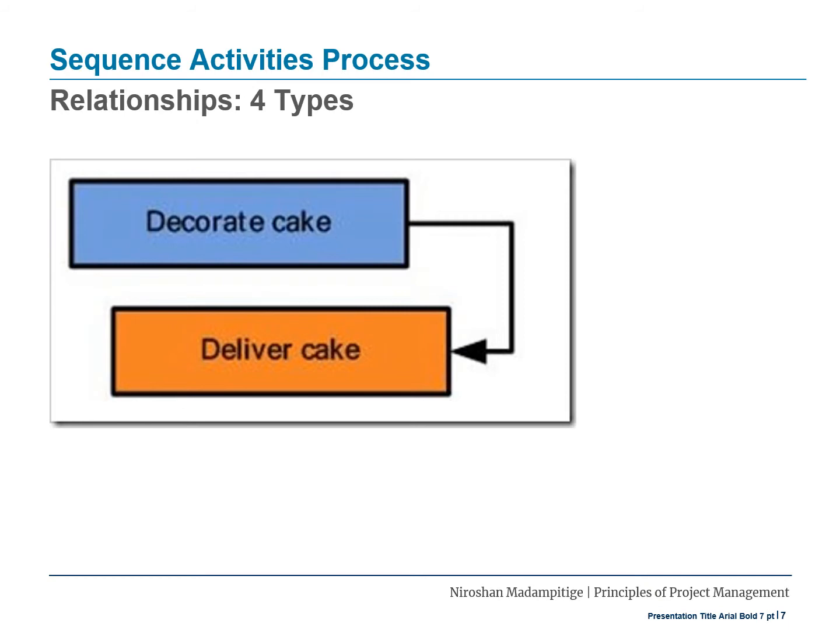In our wedding cake example, let's say there are some finishing touches to the decorations that you can't finish until the cake is delivered. You can use a finish to finish dependency between the decorate cake and deliver cake tasks. When the decorate cake task is finished, then the deliver cake task can be completed.